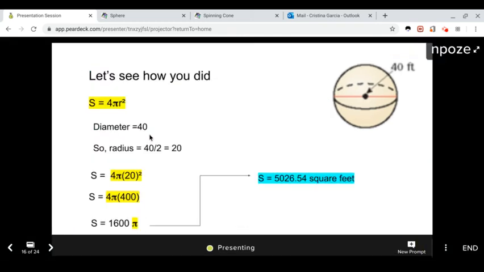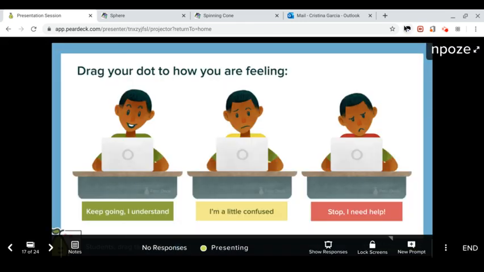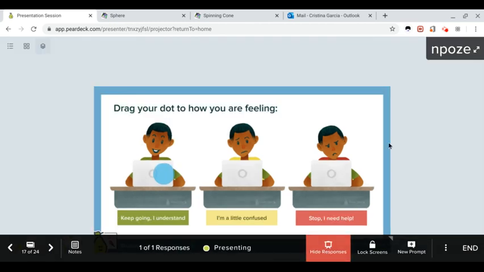Okay, so they were on the right track. The diameter, again, is 40 in this case, but the radius is half of that, so you divide by 2, since that's what we're going to be using here. And then everything else, at the very end, you pretty much plug this in. So 1600 times pi will give you about 5,026.54 square feet. So now it's another dragging to see how you're feeling after these problems.